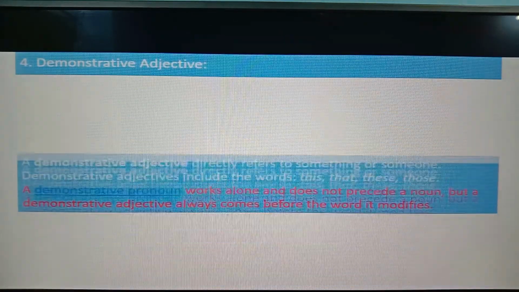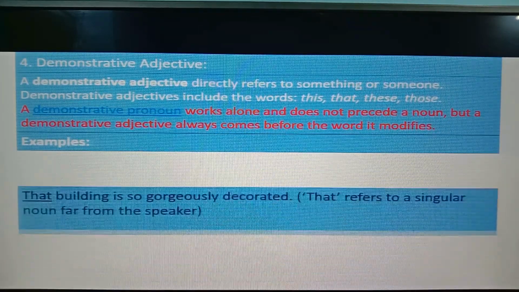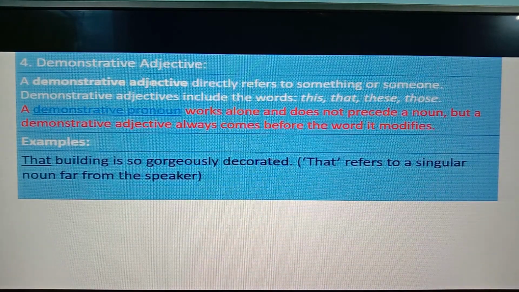Demonstrative adjective. A demonstrative adjective directly refers to something or someone. Demonstrative adjectives include the words this, that, these, those. A demonstrative pronoun works alone and does not precede a noun, but a demonstrative adjective always comes before the word it modifies. Examples: that building is so gorgeously decorated.